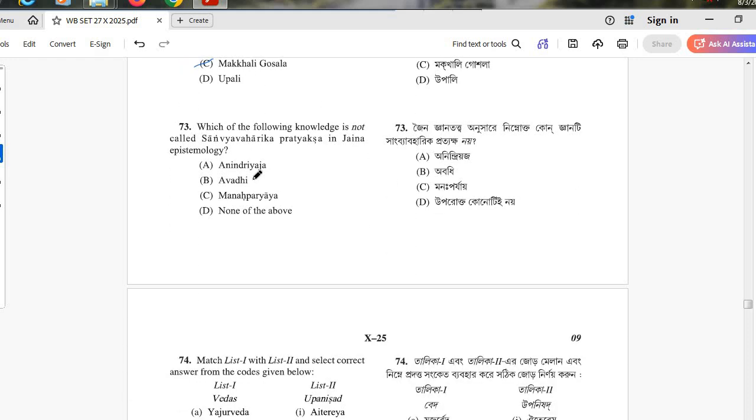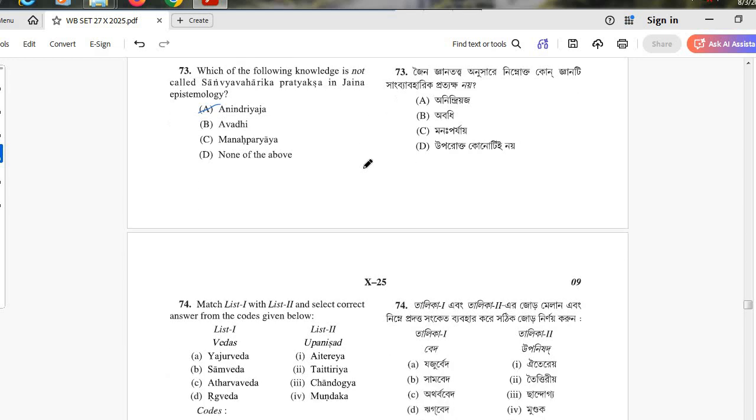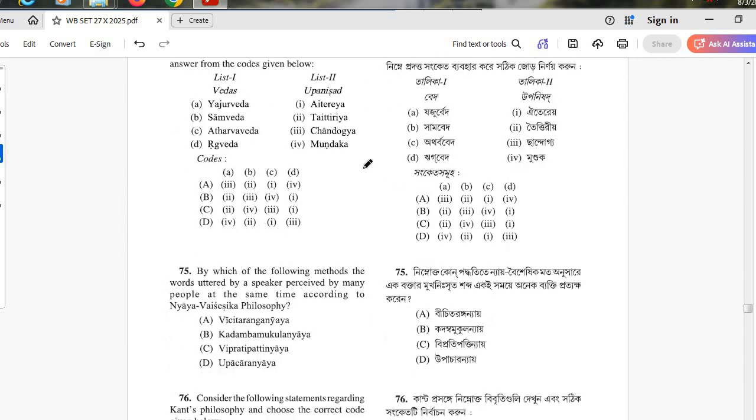Question 73, which of the following knowledge is not called Sambhyavarika Pratyaksha in Jaina epistemology? Atindriyaja, Abdhi, Manoparjaya and none of the above. Question 73, correct answer is option 1, A, Atindriyaja. Match the list.